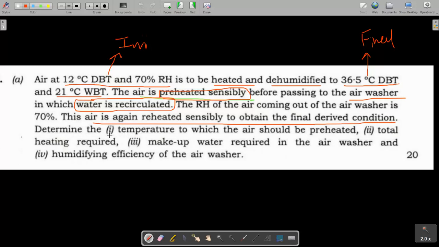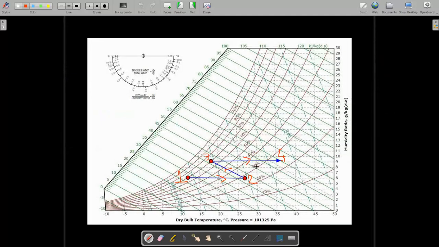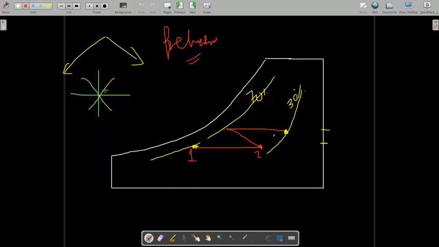First is to determine the temperature to which air should be preheated. This is point 2, the point of preheating. When you draw a vertical line with the help of a scale, you will find on the dry bulb temperature line that our temperature after preheating, that means T2, is around 27 degrees Celsius. So this is the answer to our first question.